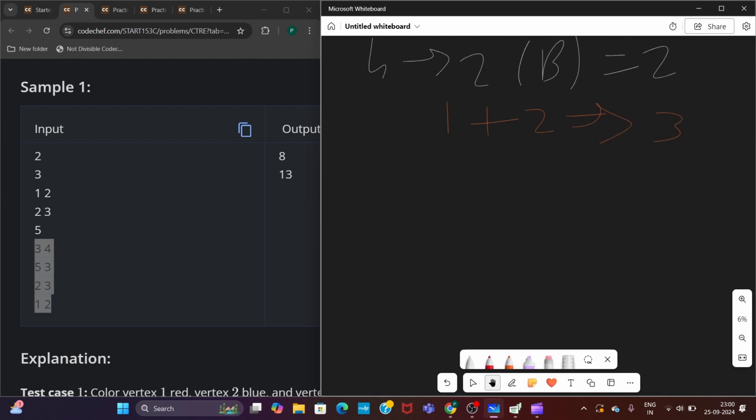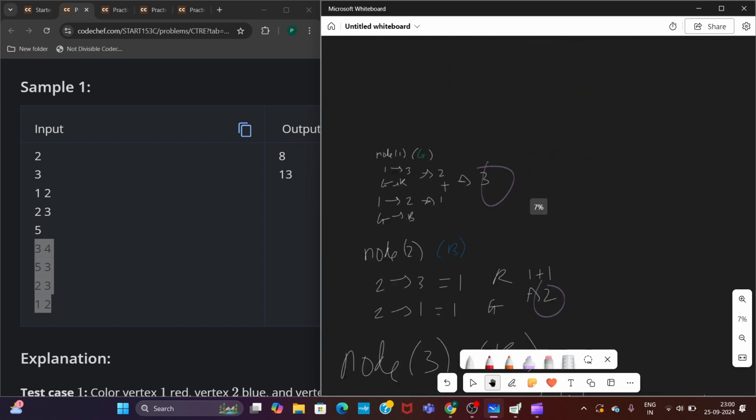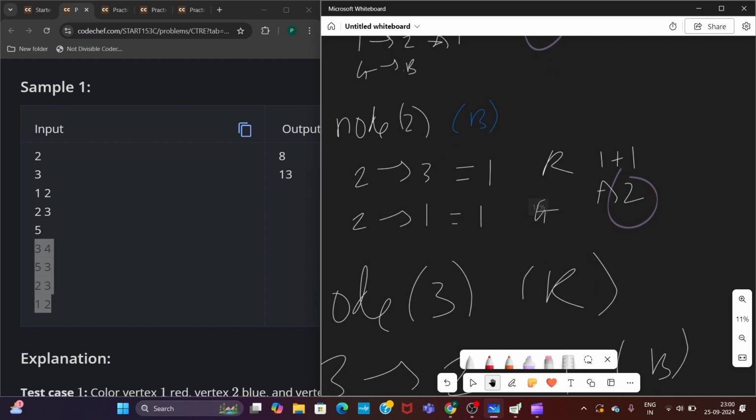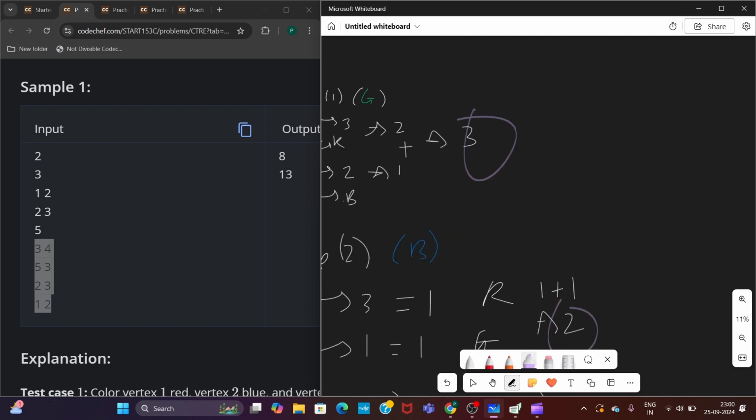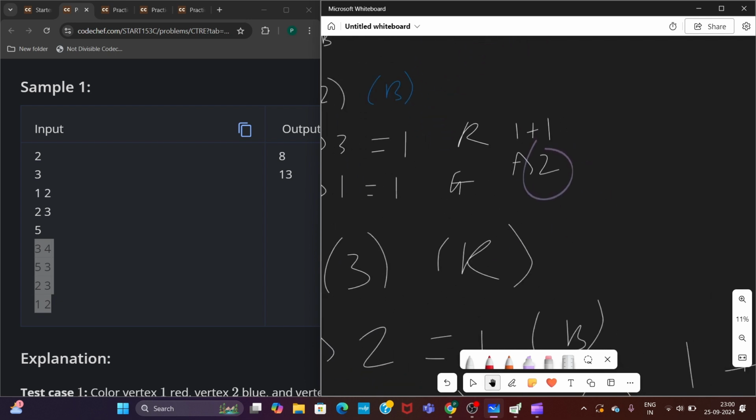Similarly, it will be the same for node 5 also. For node 5 also, our answer will be 3. Okay. Now let's calculate the total of all over here. First, we have got our answer as 3 over here. Then 3 plus 2, as you are able to see, 3 plus 2, which is 5.